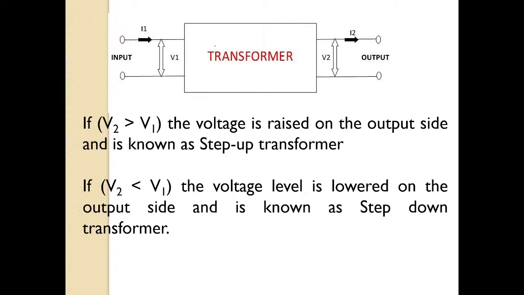So if V2 is greater than V1, V2 means E2. Whether this is E2 or V2, we can give any notation. If the induced voltage in the secondary terminals is greater than the induced voltage on the primary, then we call the transformer a step-up transformer. If the voltage at the secondary terminals V2 or E2 is less than the primary voltage, then we call it a step-down transformer.